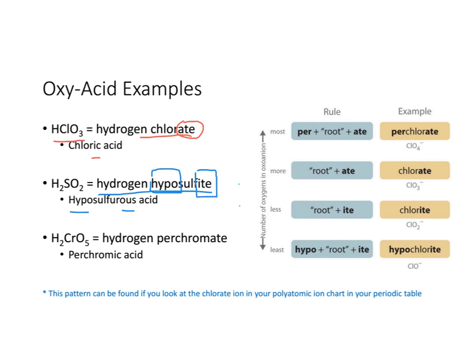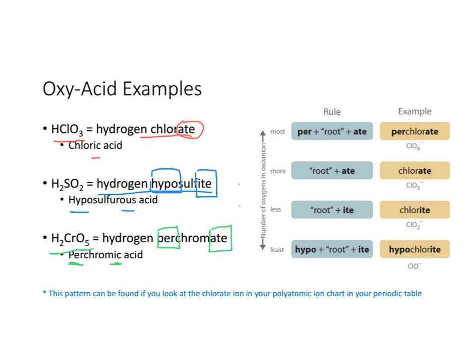And lastly, let's look at H2CrO5. If you look in the polyatomic chart within your periodic table, you won't find CrO5, you will find CrO4. And CrO4 is chromate, and CrO5, having one more oxygen than CrO4, is perchromate. And if you again remember from our acid naming rules, ate changes into ic, and we still need to keep the prefix per, so H2CrO5 is perchromic acid.